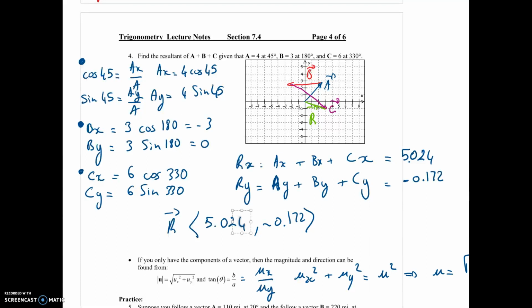Well, you know that the cosine of 45 will be equal to ax divided by a. So the adjacent side divided by the hypotenuse, so you end up able to express ax. You do the same thing for ay with the sine, same idea for bx and by as well as cx and cy, and you know that the resultant rx is just the addition of ax, bx, and cx, same thing for ry, and so this is how you're able to easily find the expression of your resultant.